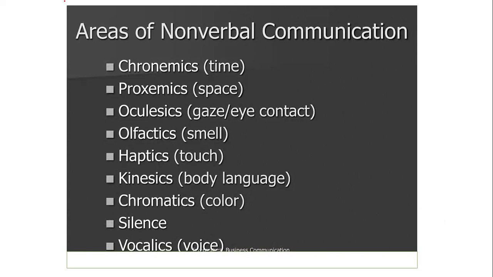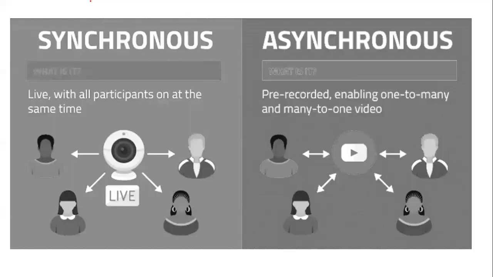So chronemics is time, proxemics is space, oculesics is eye contact, olfactics is smell, haptics is touch, kinesthetics is body language, chromatics is color, and vocalics is voice.